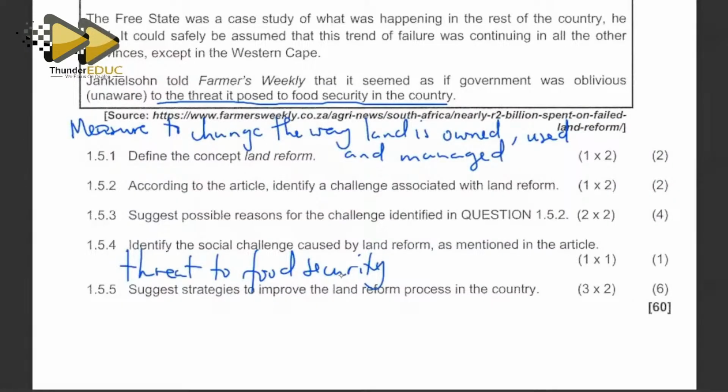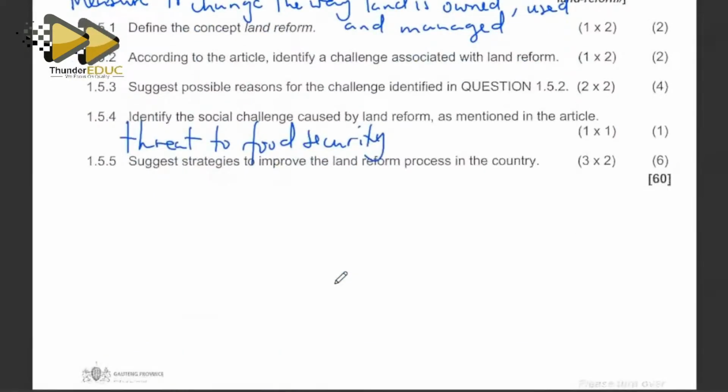We are trying to redistribute land for the sake of improving productivity and ensuring food security. But we are seeing a situation whereby the land is going into unproductive use. That is going to cause a threat on the food security of the country, and we are going to end up having food insecurity for that reason. Right, moving on to the last question. Suggest strategies to improve the land reform process in the country. What can be done to make sure that the land reform is effective and is productive enough as per plan?